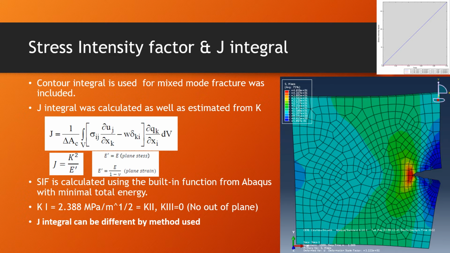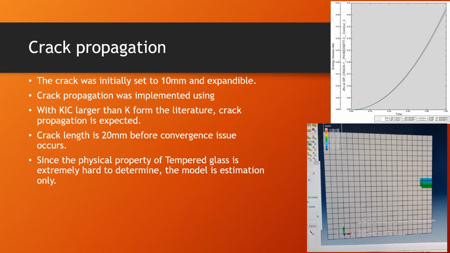And the result for the simulation is that the intensity factor is 2.388 megapascal per meter square root, and mode 1 intensity is the same as mode 2, but mode 3 is 0 since we have no out-of-plane shear. And J integrals can be very different, and I will talk about it later.